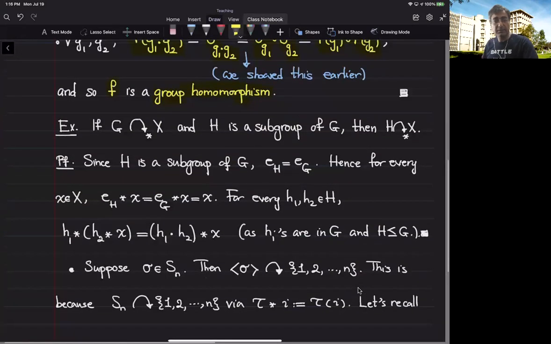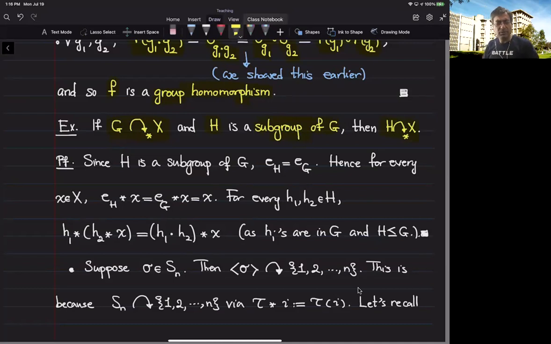Let's see another example of group actions, which is important for us because we want to understand cosets of subgroups. Suppose that I give you a group G, and I let you know that it acts on a set X via some map, a star. And let's say I tell you that H is a subgroup of G. Then the same star lets H act on the same set X. I can restrict the action of G to an action of H.